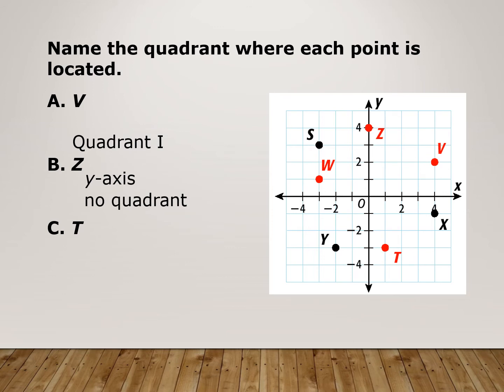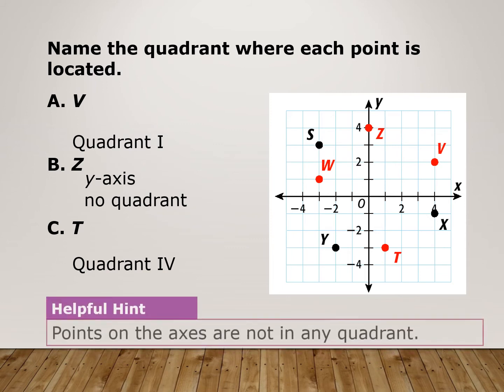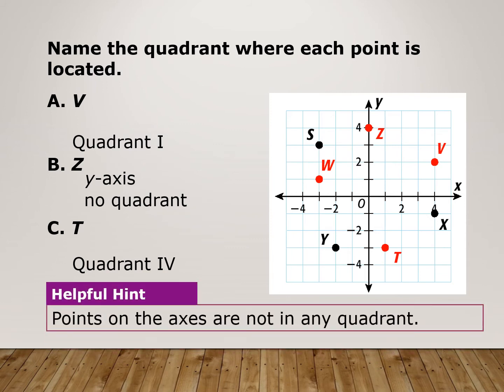Then, let's have the point T. Point T is in the fourth quadrant. Ibig sabihin yung ating sign is positive and negative. So, we have here the helpful hint: points on the axis are not in any quadrant.